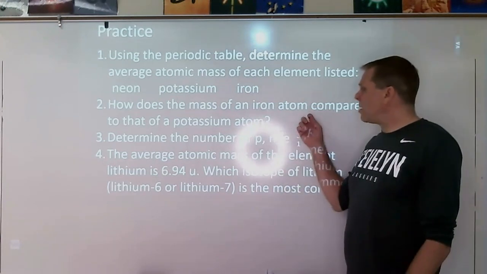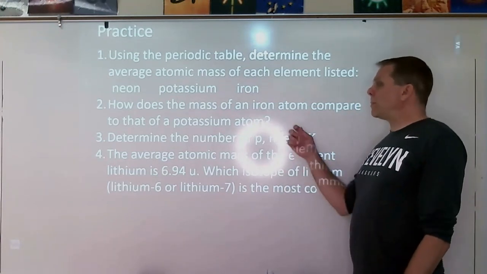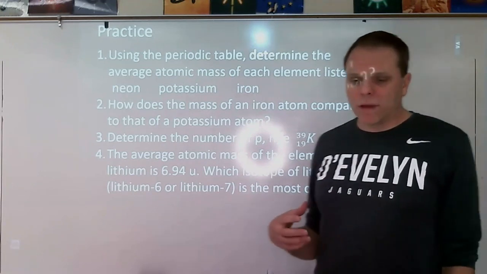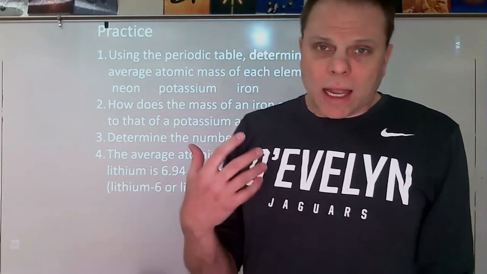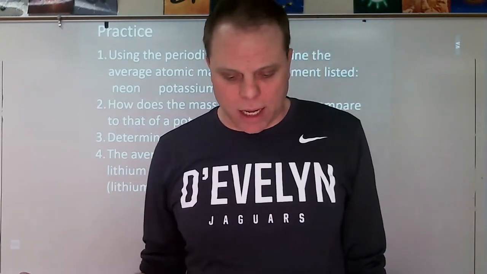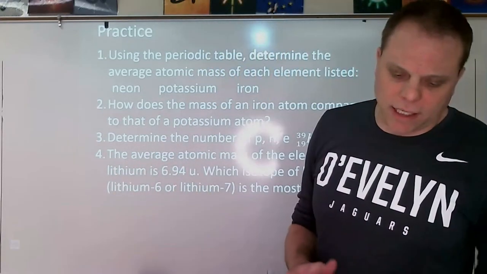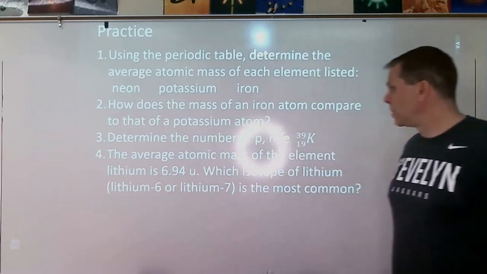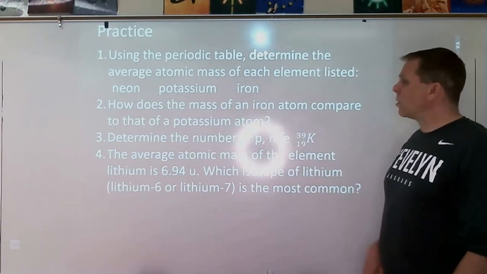How does the mass of an iron atom compare to the mass of a potassium atom? Well, the mass of the iron is going to be greater than the mass of the potassium, right? Iron has 26 protons and potassium has 19 protons, and they both have a similar number of neutrons. So iron is more massive.